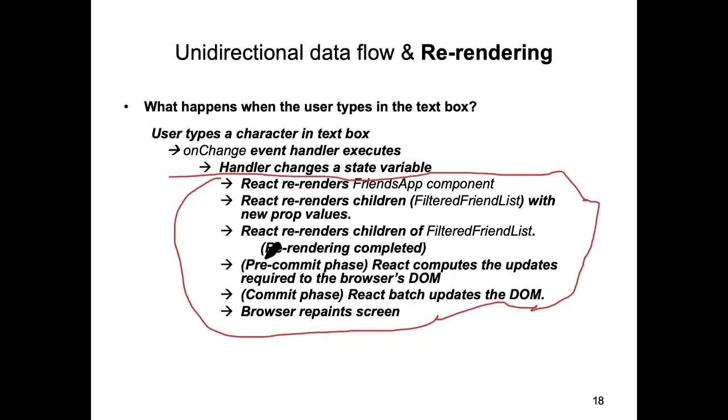Pre-commit here means it hasn't committed the changes to the DOM yet, and commit obviously means it has committed them. So this is the language that you would come across if you read about the internal workings of React. It's commit phase, it's pre-commit phase. The collective term for this process here is what's called reconciliation.